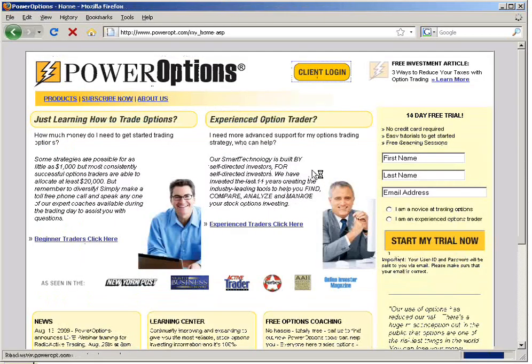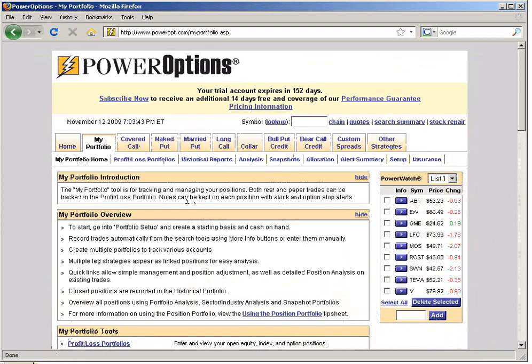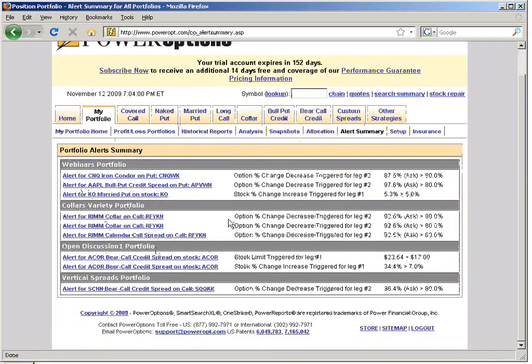What we looked at recently is, for those of you using the portfolio tools to track your positions, one of the features is that you can set alerts, whether you want to be alerted if the stock moves up 5% or down 10% when you're tracking a trade, for example. But what we added here is an alert summary page. I'll just click on that. This is a new feature we just added. So instead of going through your portfolio and checking each one to see if an alert has been hit, this little alert summary page shows you all of the alerts that have been hit in all of your portfolios.